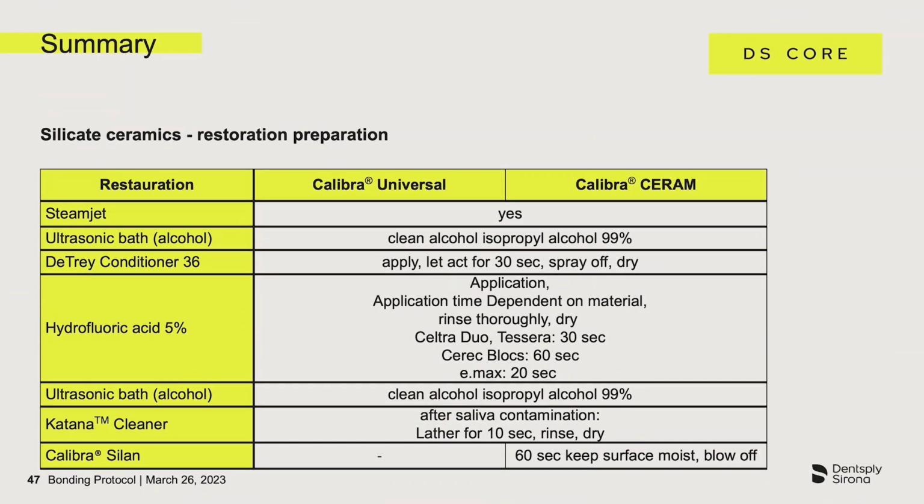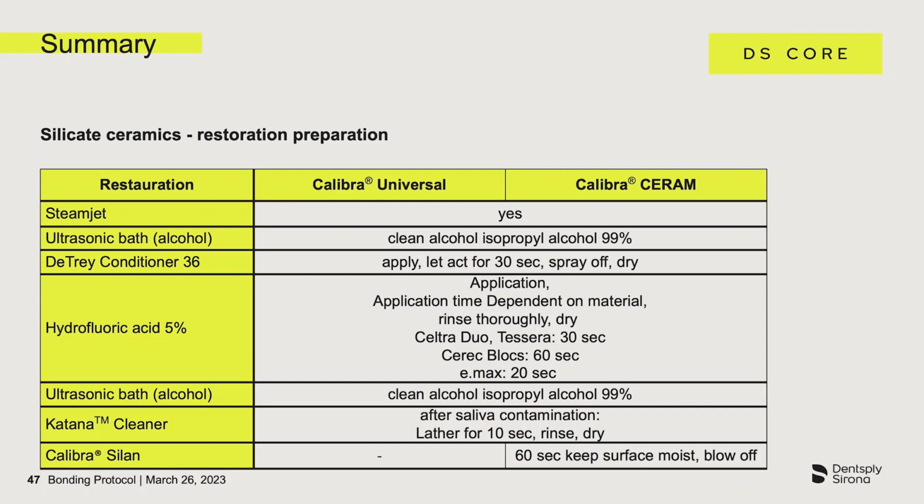Let us now discuss the bonding protocol for silicate ceramics. The pre-treatment of the restoration looks similar to the preparation for zirconia. That is, first the restoration is cleaned with a steam jet unit, then additionally cleaned and degreased in an ultrasonic alcohol bath. Now, phosphoric acid is applied to the restoration for additional cleaning. This should take effect for 30 seconds, is sprayed off with water spray, and the restoration is dried.